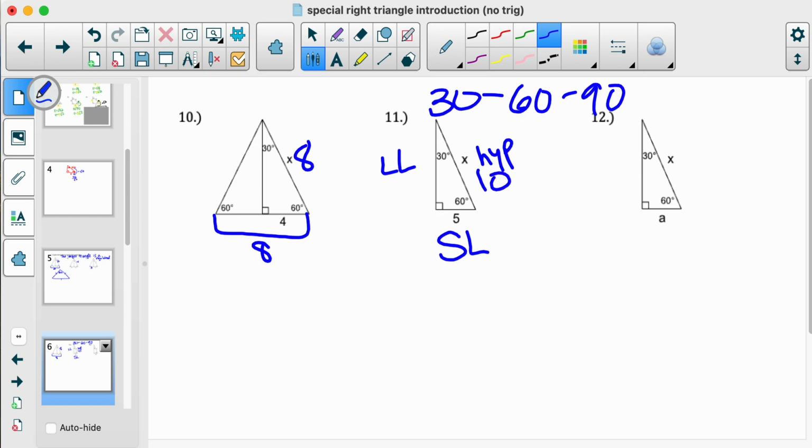10. So how do you go from 5 to 10? What's its mathematical connection? Times 2. So no matter what, when you have a 30, 60, 90, if I tell you the short leg, and I ask you what is the hypotenuse, or you need to find the length of the hypotenuse, you're going to multiply by 2. And if I give you the hypotenuse, and I say the hypotenuse is 15, and you need to go to the short leg, you will divide by 2.